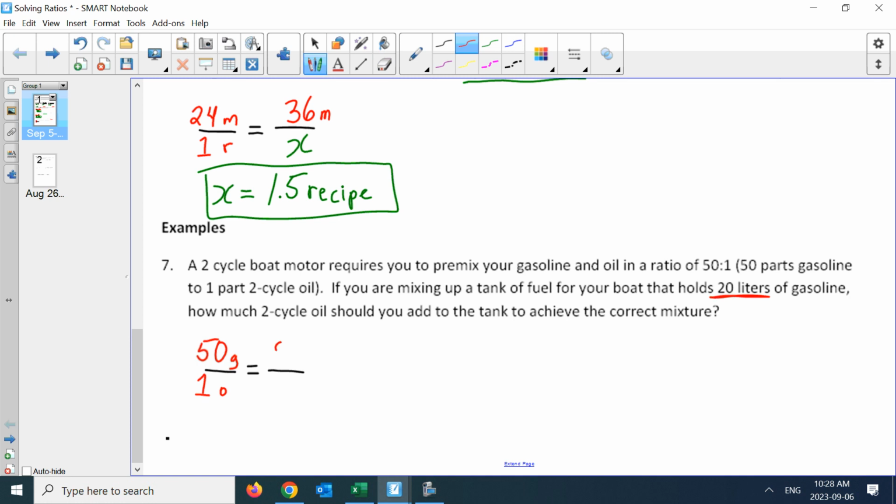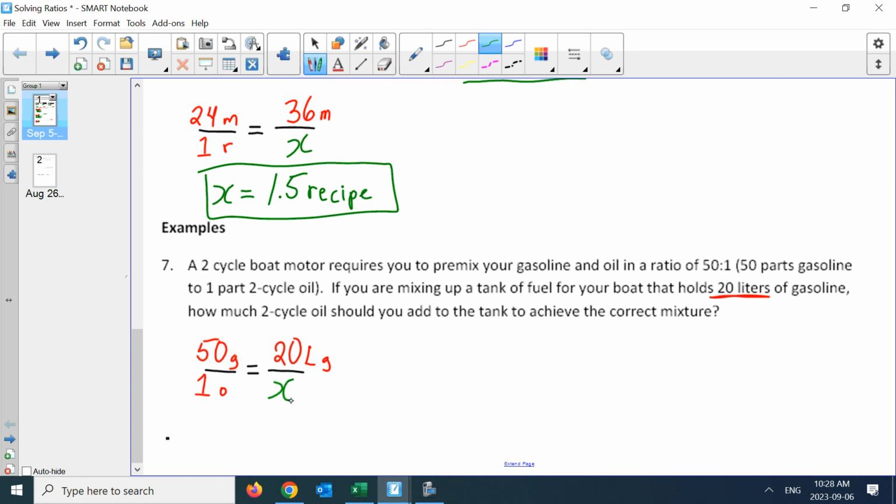I'm going to put this 20, with the L for liters of gas here, just so I know what system. The G means I've got the gas on the top on the left, and the gas on the top on the right. This way I know I'm going to find the right thing, because I want oil and I have oil on the bottom.